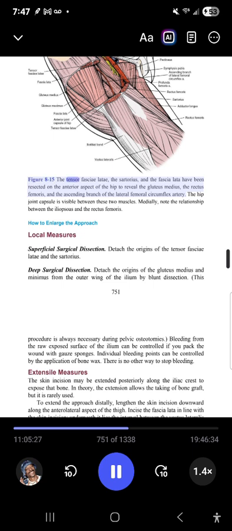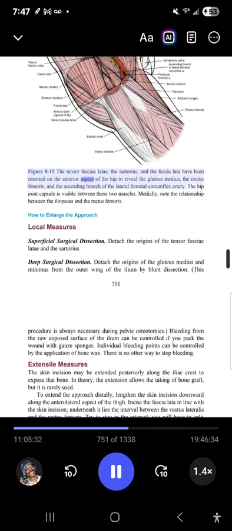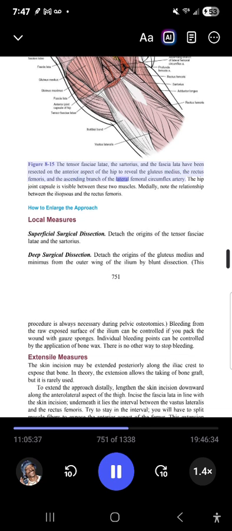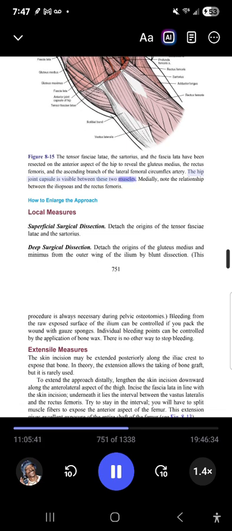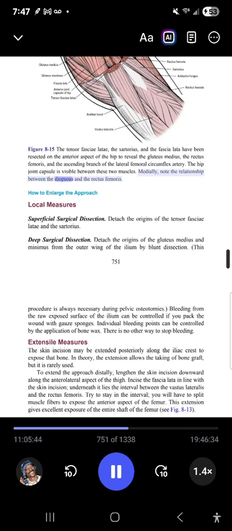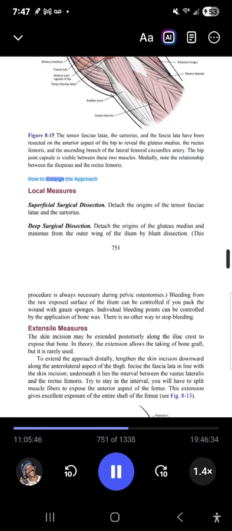Figure 8-15. The tensor fasciae latae, the sartorius, and the fascia lata have been resected on the anterior aspect of the hip to reveal the gluteus medius, the rectus femoris, and the ascending branch of the lateral femoral circumflex artery. The hip joint capsule is visible between these two muscles. Medially, note the relationship between the iliopsoas and the rectus femoris. How to enlarge the approach.